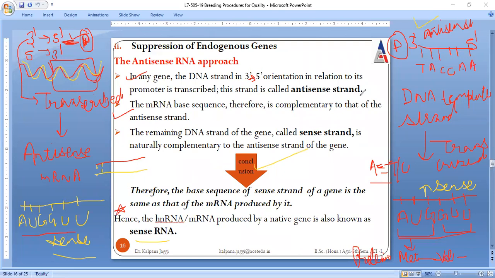So I made you all familiar with the concepts related to the antisense RNA approach, where I introduced you to the antisense strand term. Then I introduced the mRNA, then the sense strand, and then I concluded the antisense approach by saying that all mRNA can be considered as a sense RNA. Sense means that is going to give you a certain beneficial product, right? So this is the antisense RNA approach.